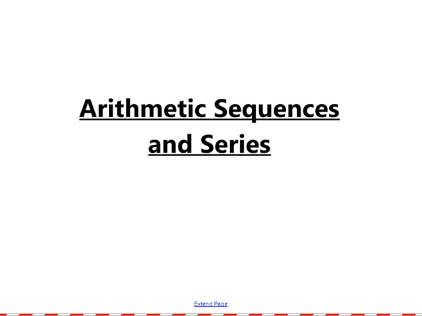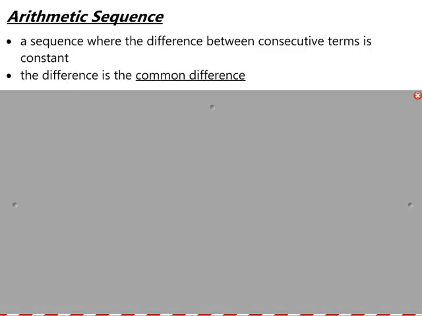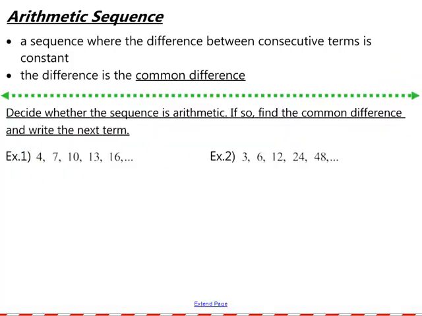Arithmetic sequences and series. An arithmetic sequence is a sequence where the difference between consecutive terms is constant, and that difference is called the common difference. So in these next two examples, we need to decide whether the sequence is arithmetic, and if so, find the common difference and then write the next term.